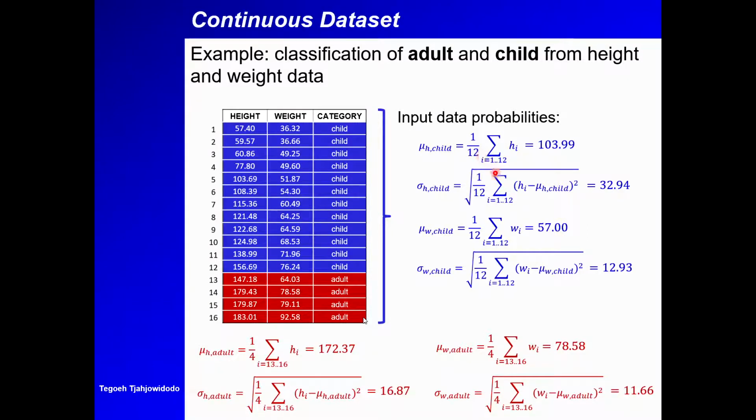And then I do it also for the standard deviation. I do it also for the mean and standard deviation of the weight of child, as well as for the height of adult and weight of adult. Please take a note here, I only have 4 samples for adult here, so I divide it by 4. So I have all these 8 parameters now.